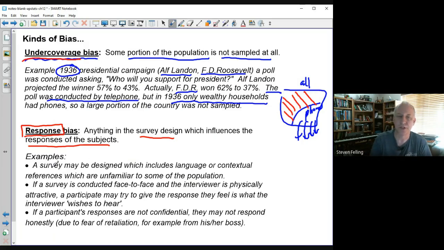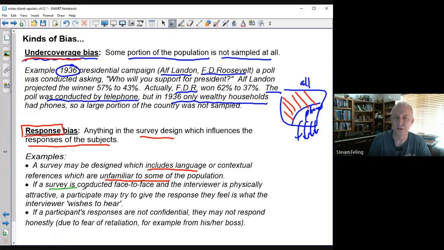So here's some examples of that. Let's say that a survey includes language which is unfamiliar to some people. They might not want to admit that they don't understand what that means, so they might make an incorrect selection in the sample simply because they don't understand the question, right? Here's another one that's not intuitive, but possible.